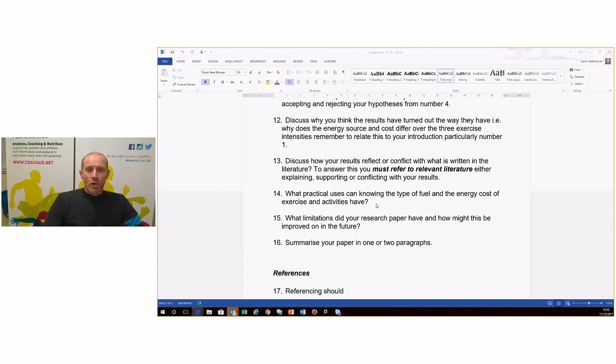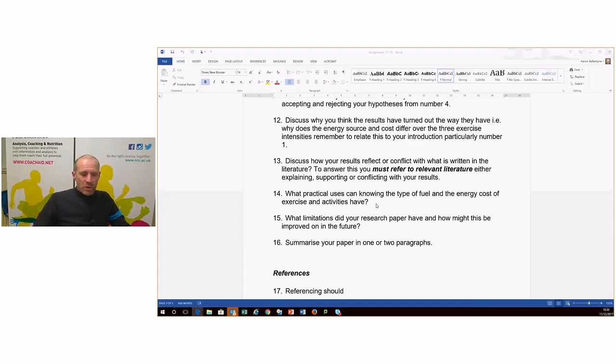Question 14 is really just you coming up with this. What practical use can knowing the type of fuel, energy cost, exercise and activities have? We know how much energy we possibly need in a day to make sure we refuel properly. We know that if we do a certain type of exercise, we need a certain type and amount of fuel to recover from that. We know that to run a marathon, we may run out of carbohydrate.